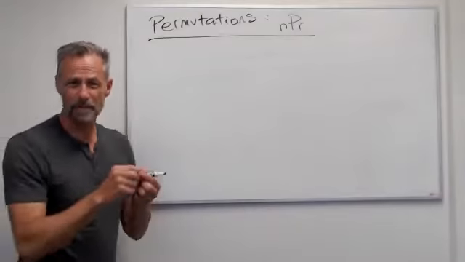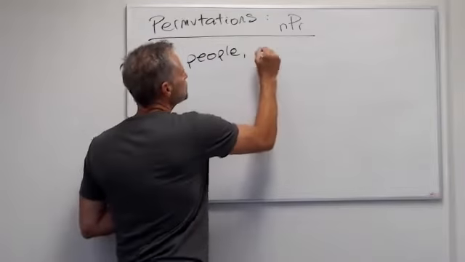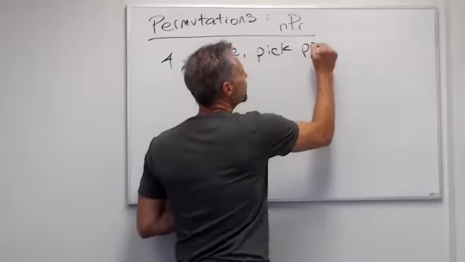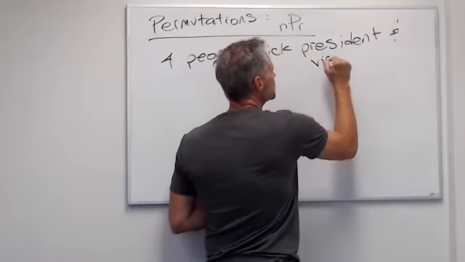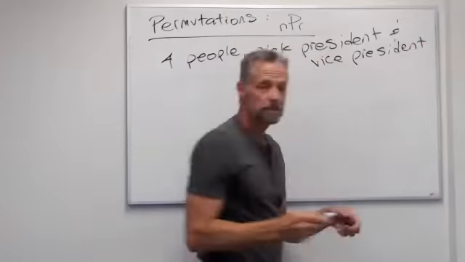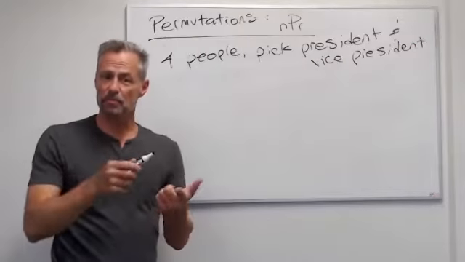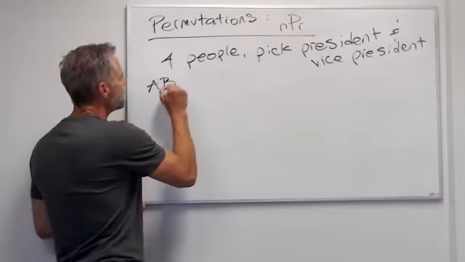So say we have 4 people. Pick president and vice president. So the first person on the list will be the president, second person on the list will be the vice president. Let's say we have 4 people. We'll just call them A, B, C, and D.